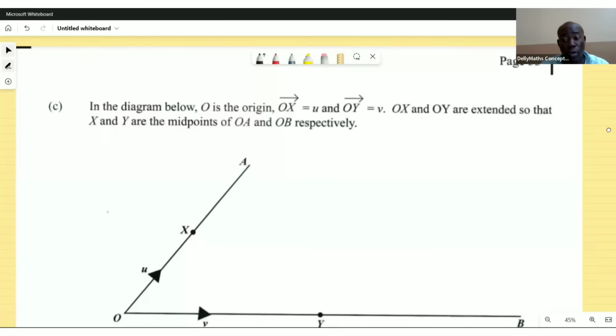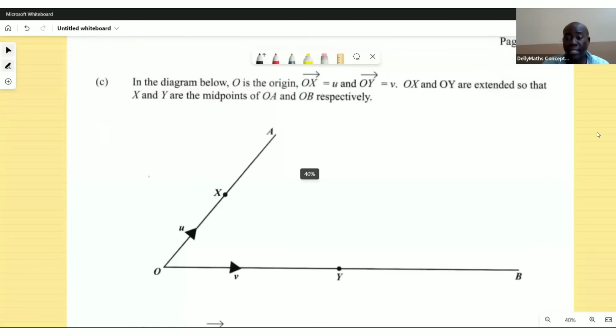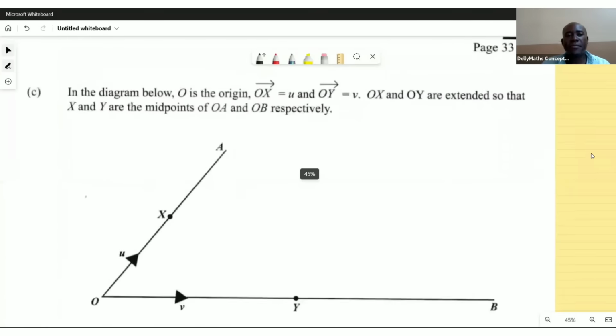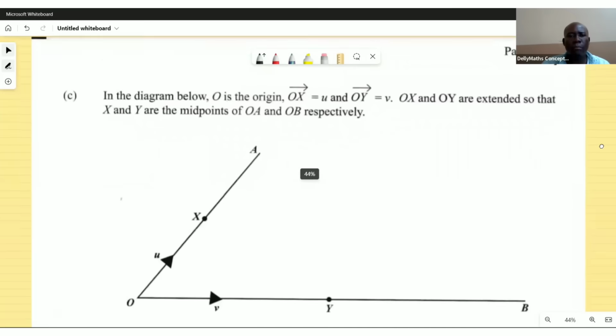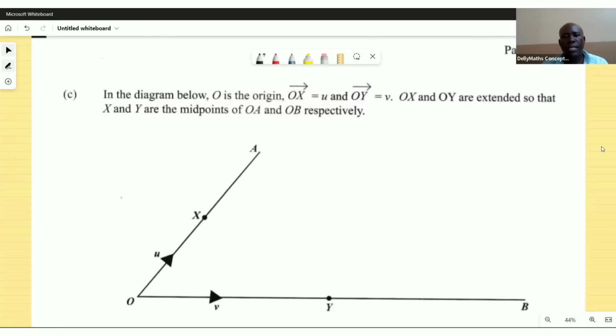Let's jump into the vector questions. There's nothing sweeter than some vectors, right? It says in the diagram below, O is the origin, OX is U, and OY is V. We're looking at O to Y, O to X. They gave us those. OX and OY are extended so that X and Y are midpoints of OA and OB.